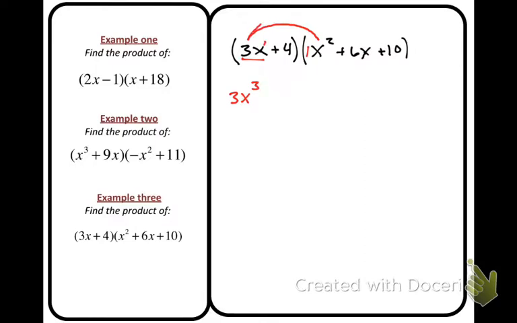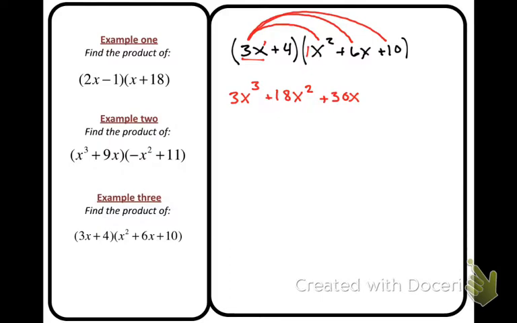So now we're going to take that 3x and multiply it to 6x. 3 times 6 is 18. X times x is x squared. And now we take that 3x and multiply it to the 10. 3 times 10 is 30. And the 10 doesn't offer any x's, so that x just stays as an x.